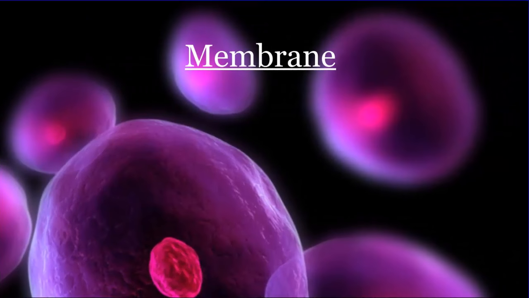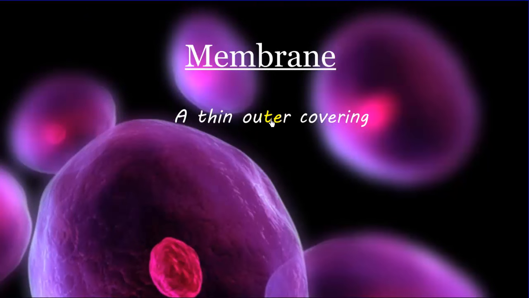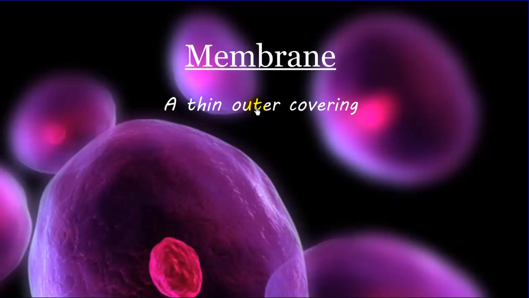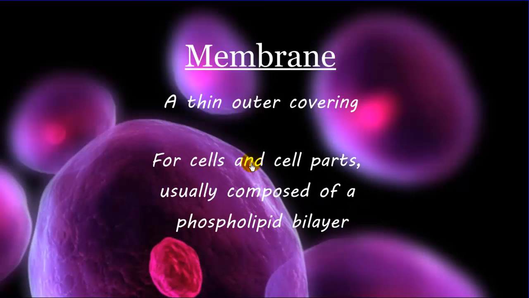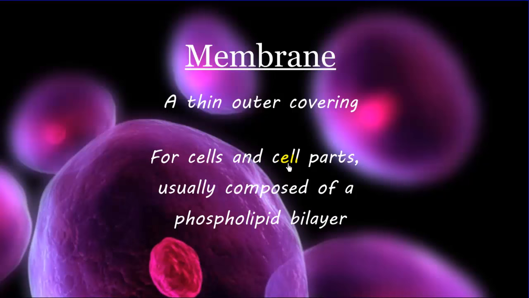When we see the definition of membrane, it seems so simple. It's a thin outer covering. Yet when we go through this unit and we talk about how a membrane acts within the cell, we'll find out it's a lot more complicated than that. But for cells and cell parts, that thin outer covering is usually composed of a macromolecule called a phospholipid, and it's built in two layers, so we're going to call it the phospholipid bilayer.